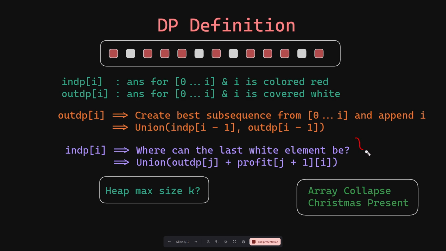Like, how did I know that I need to look for the last white element in the prefix? It's from experience solving two problems in the past. One is Array Collapse from Codeforces and one is Christmas Present from @coder. Both of these problems used the same logic of looking for the last xth kind of element in the prefix. I also have a video editorial for these two problems on my channel. You can check it out if you want.